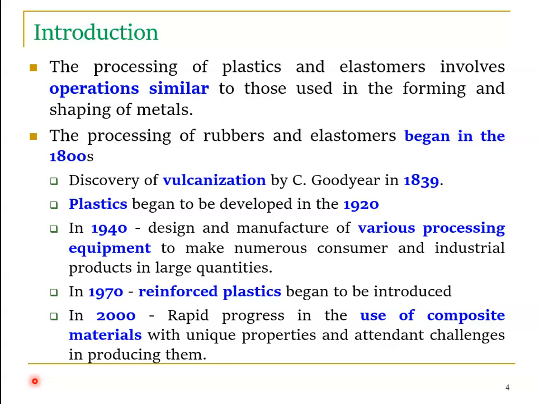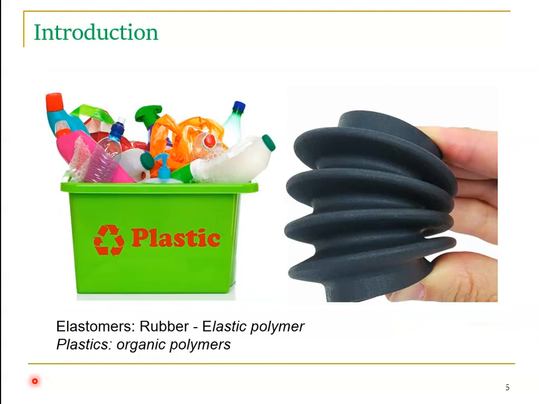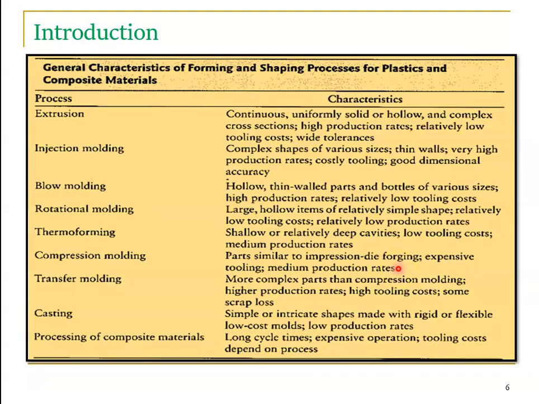In 1917, reinforced plastics began to be introduced. And then in 2000, there was rapid progress in the use of composite materials. Composite materials are different from alloys; we will discuss them in the next class. In 2000, rapid progress in the use of composite materials came with unique properties and attendant challenges in producing them. These are some of the examples for plastics as well as elastomers, and we are going to see these processes.